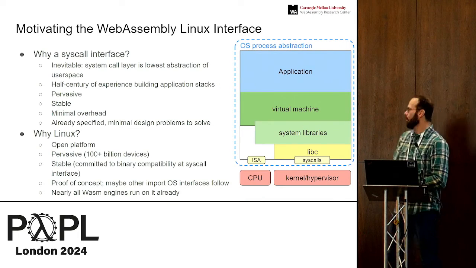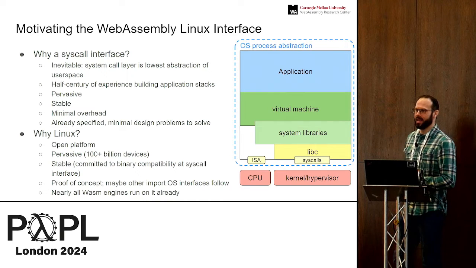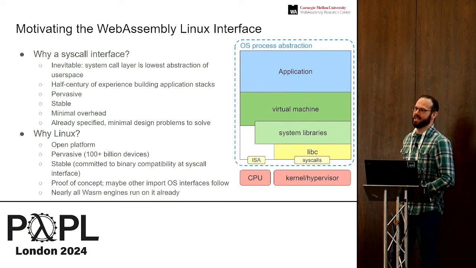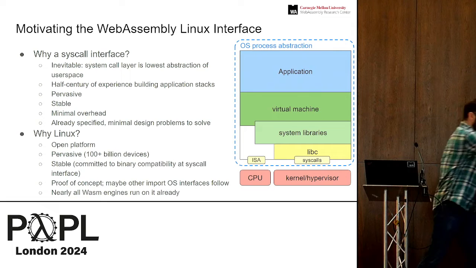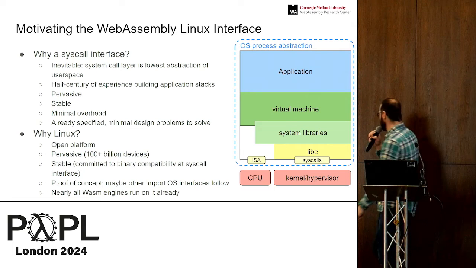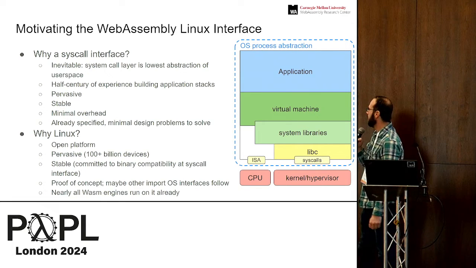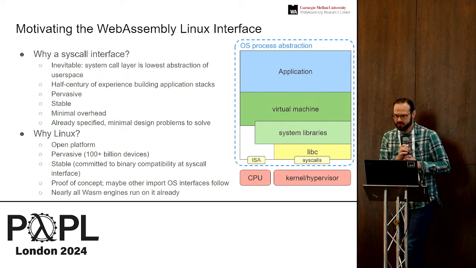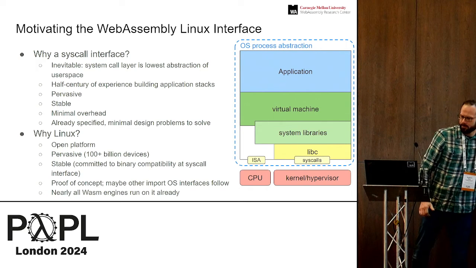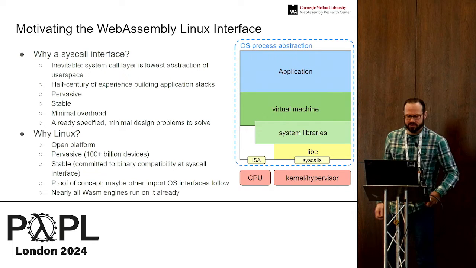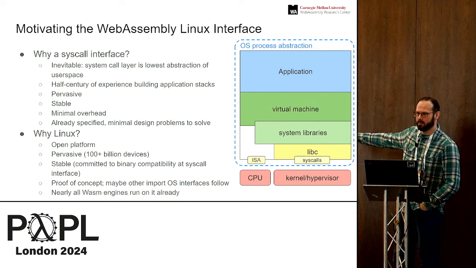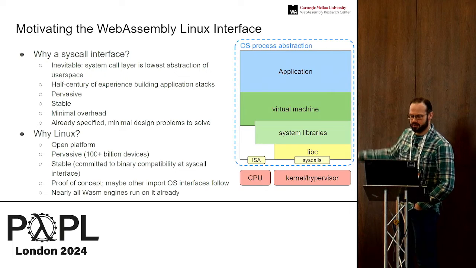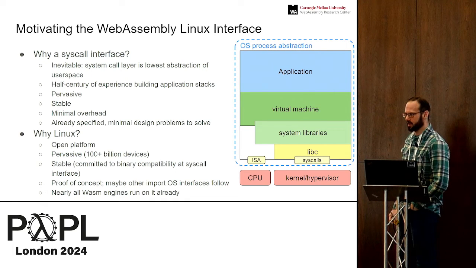But why are we building a system call interface? I would say that it's basically inevitable. If you look here, the system software is down there. It's the lowest level of abstraction in user space. We've been doing that for half a century. It's pervasive. Basically, every software system is going to have a bottom layer, which has some user space. So there's no way of getting around it, and it's everywhere.